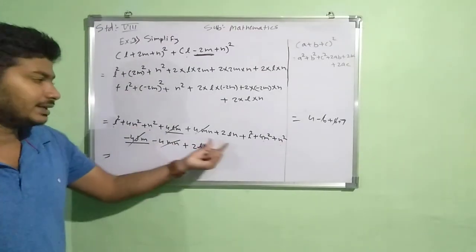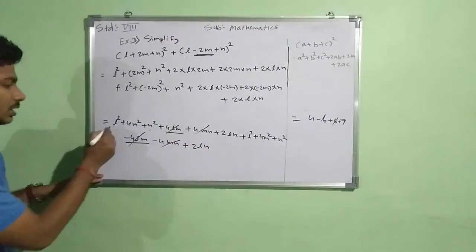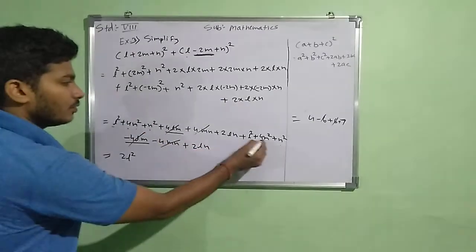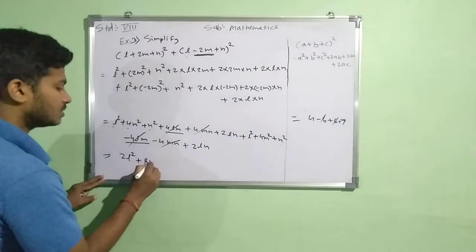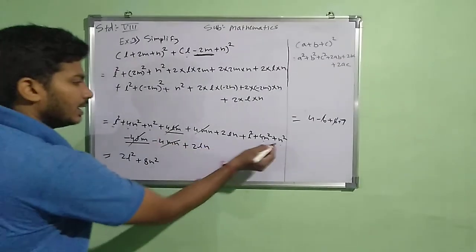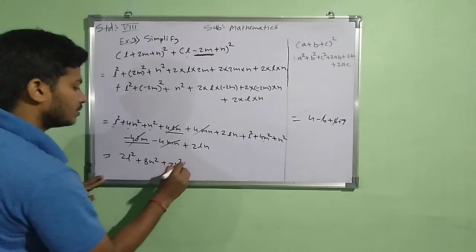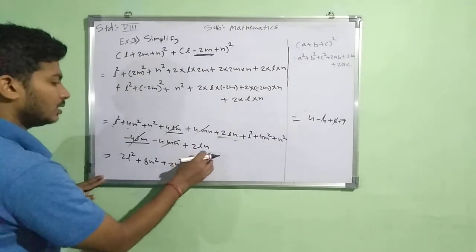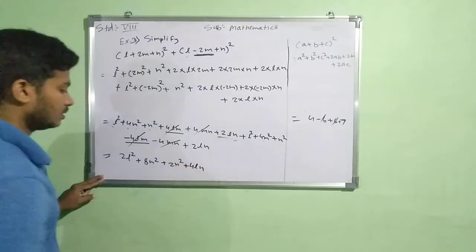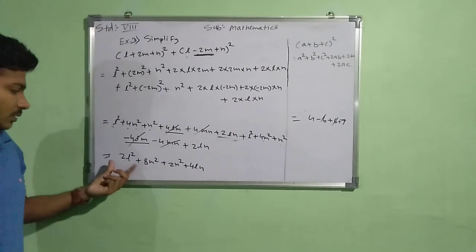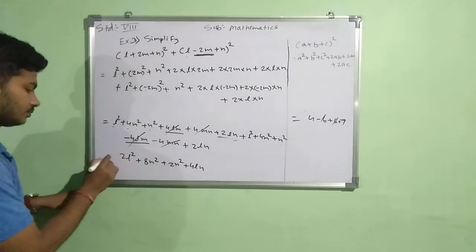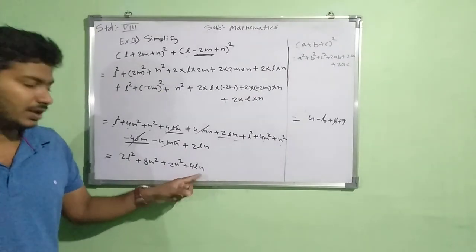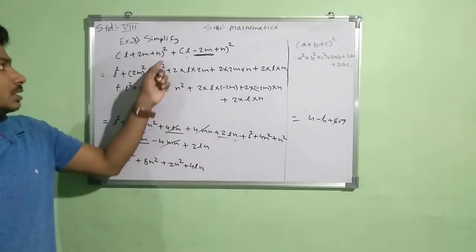And whatever are the like terms, that means same terms, we have to add them. Now l square and l square we have, so we can write 2l square; 4m square and 4m square, we can write 8m square. Now n square and n square we can write 2n square. Now 2ln and 2ln we can write 4ln. So 2l square plus 8m square plus 2n square plus 4ln. So that will be our final answer of that simplification.